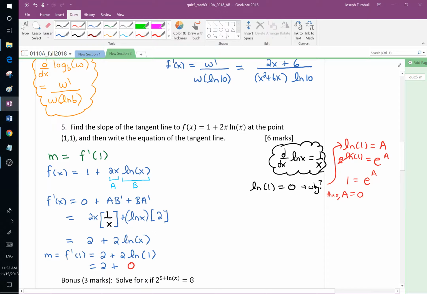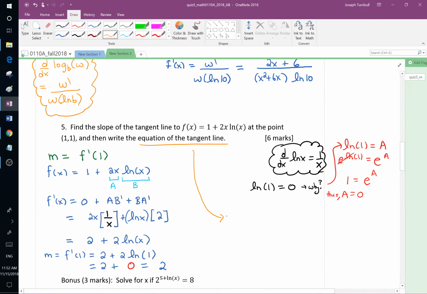So our slope is 2. So that's a part of our answer. Now we need the second part. Now we're going to write the equation of the tangent line. That's going to go in down here.